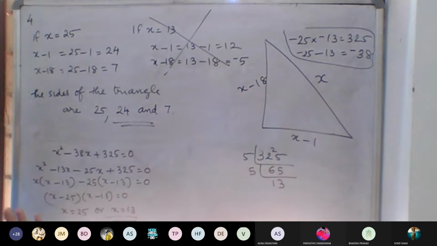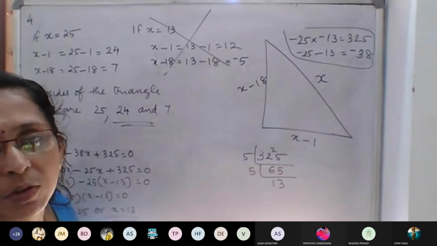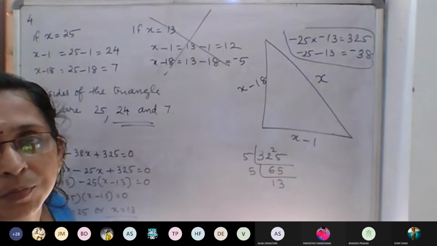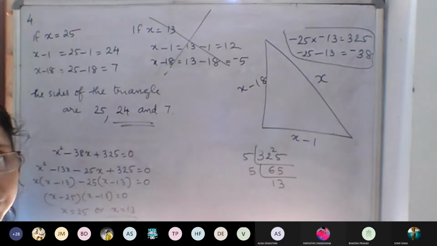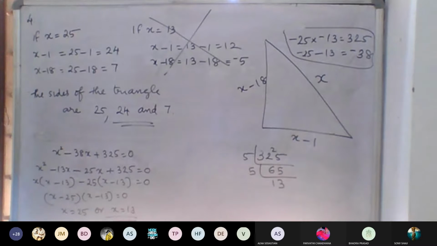Understood why we are not taking x is equal to 13? Any doubt? If you have any doubt, please raise your hands. Why we are not taking x is equal to 13? After completing, tell me. You can do this. Okay, all of you girls completed, no?